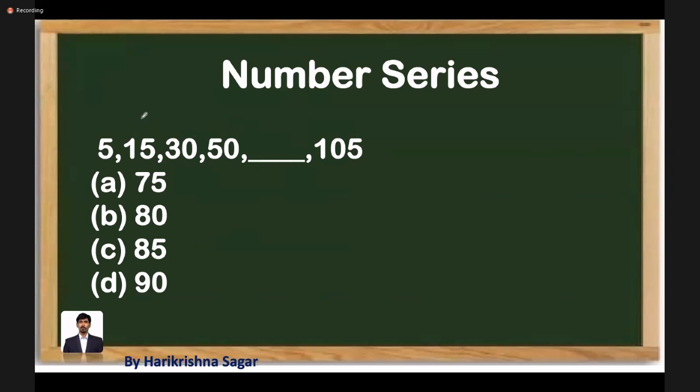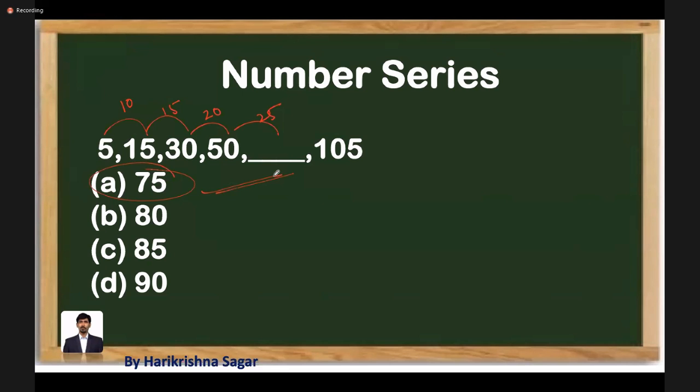Look at the next one. 5, 5, 15. Difference is 10. Difference is 15. Difference is going to be 20. The next difference should be 25. The answer must be option A. Mark it as option A.